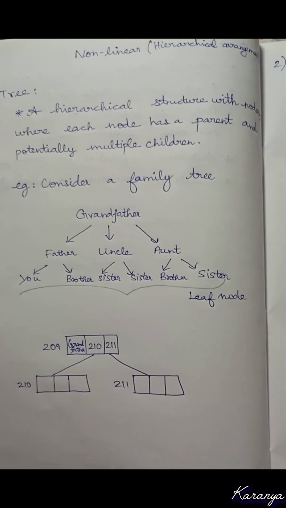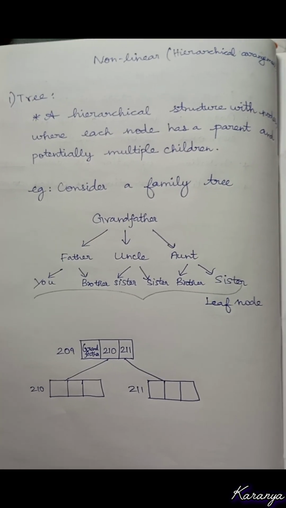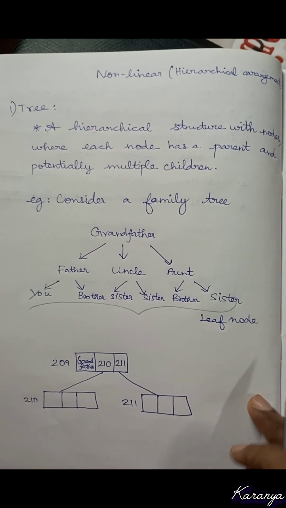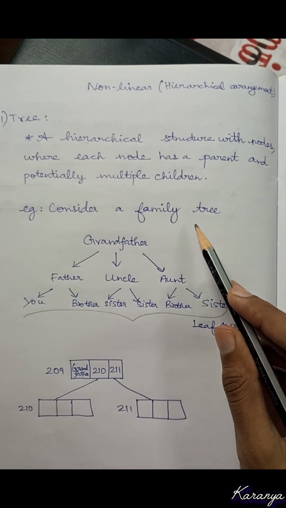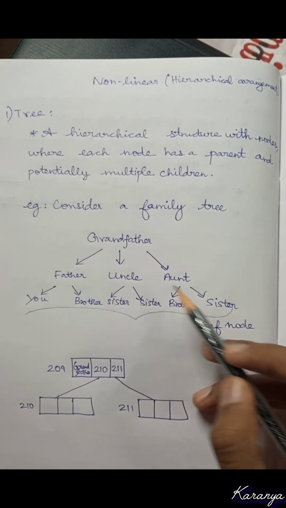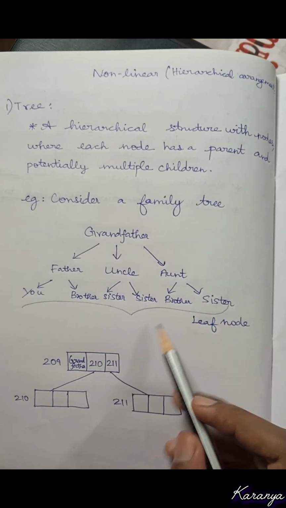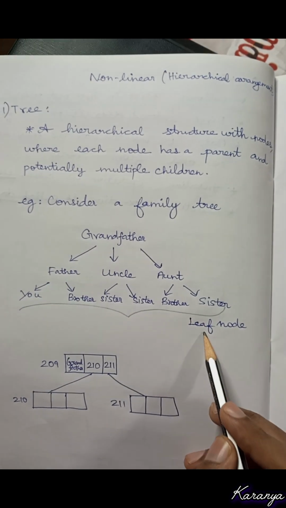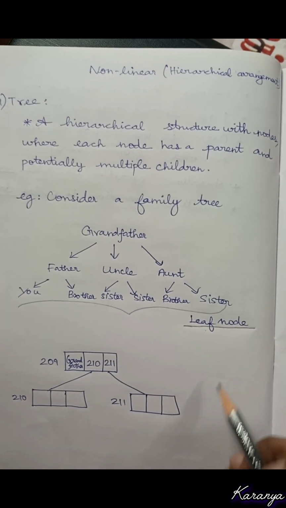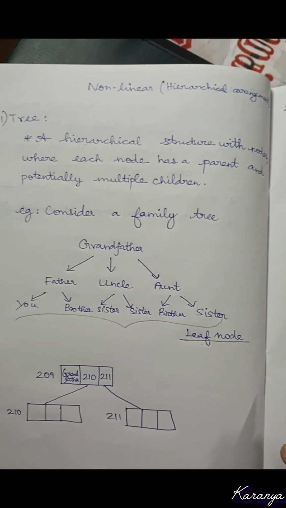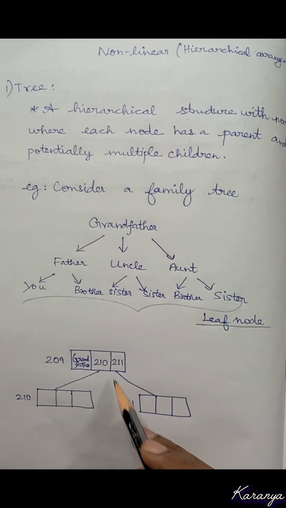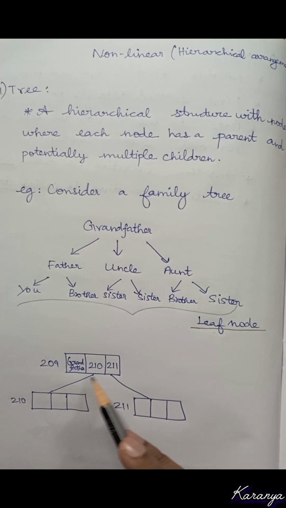Now we'll move on to the non-linear type, where the data elements are not arranged sequentially but in a hierarchical manner. A tree is a hierarchical structure where each node possesses a parent node and multiple child nodes. Consider this hierarchical family structure. If the node ends here, it is called a leaf node. In a tree, a node possesses the data, the left address and the right address. Hence it is called a binary tree. Here 210 is the left address and 211 is the right address.